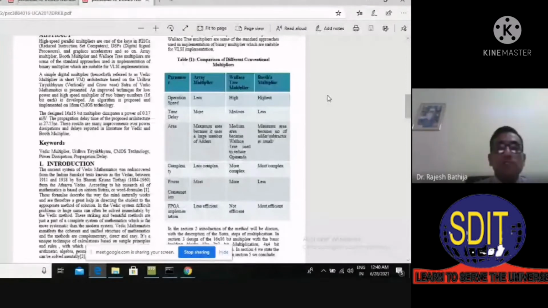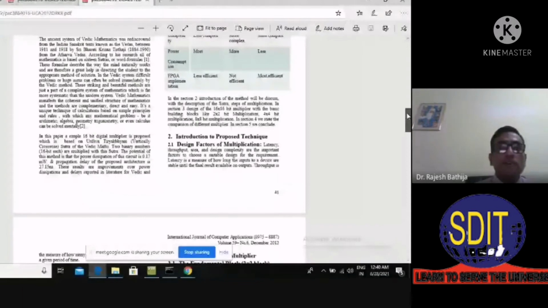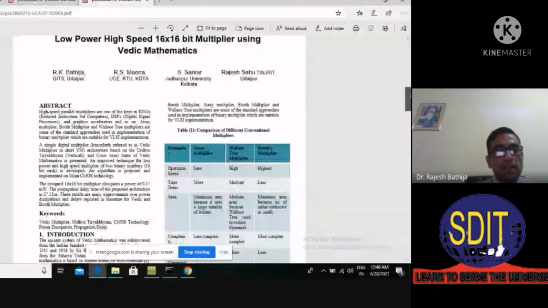In this paper a 16 cross 16 multiplier is shown, but we can go up to a 128 cross 128 bit multiplier or anything like that, right? I have implemented this using the Tanner EDA tool. These are my results: the 16 cross 16 bit multiplier dissipates a power of 0.17 milliwatt. The propagation delay of the proposed architecture was 27.15 nanoseconds.